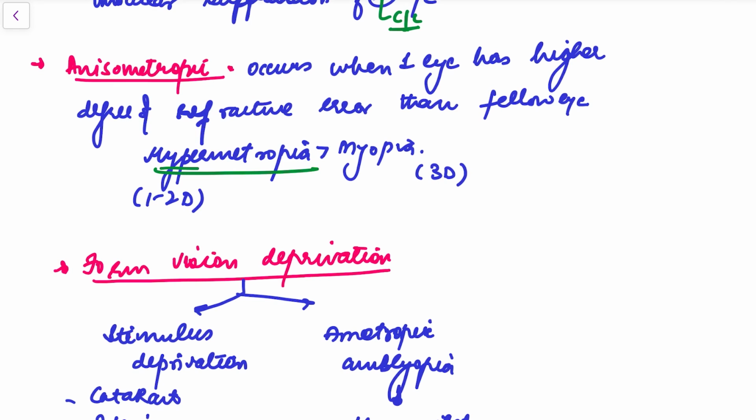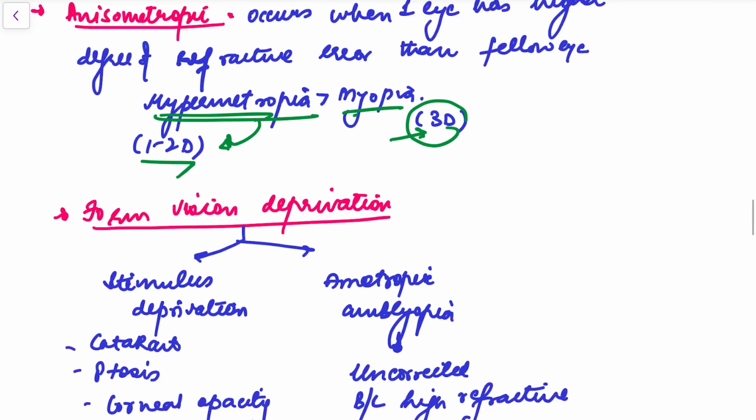For example, in hypermetropia, if the difference is more than 1 to 2 diopters between both the eyes, and for myopia, if the difference between the two eyes is more than 3 diopters. So for example, one eye is having a spherical equivalent of -1 diopter, and the other eye is having a spherical equivalent of -5 diopters. The eye having -5 diopters, the brain will not properly receive signals from that eye, and hence that eye will become amblyopic.